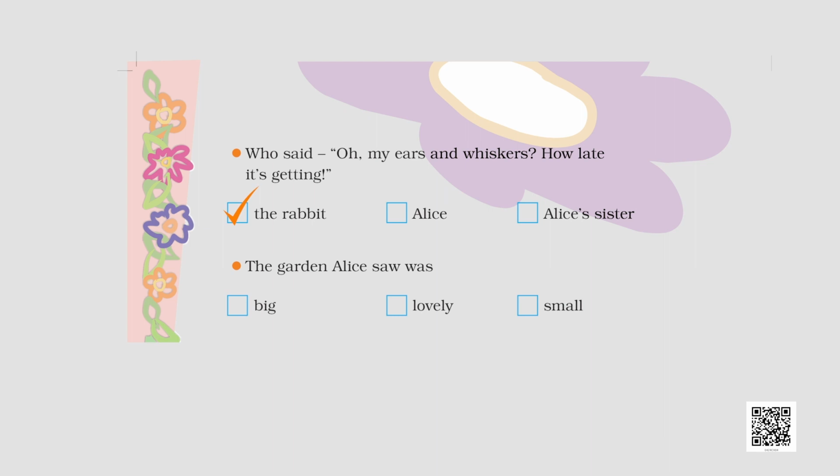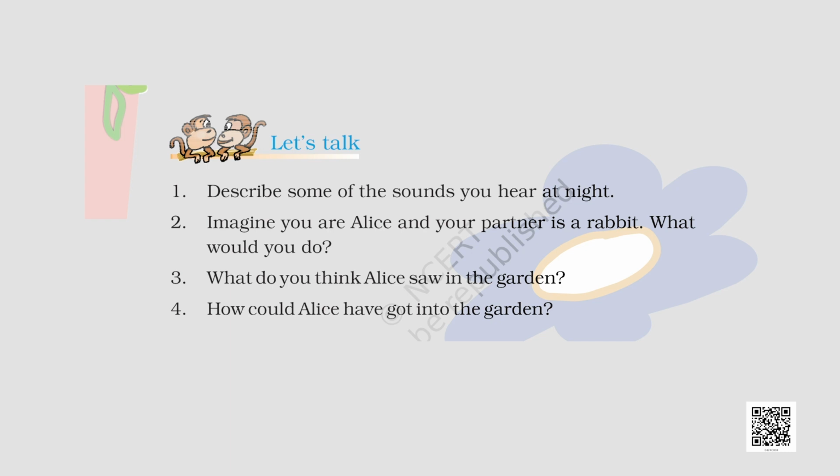The last one, the garden Alice saw was big, lovely, small. Right, the correct answer is lovely. Excellent. Let's now go to the next section. Let's talk on page 70. The first question, describe some of the sounds you hear at night.